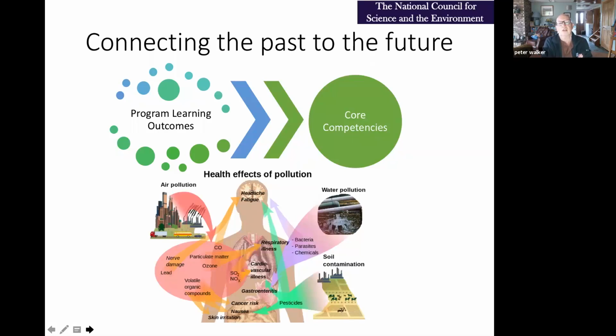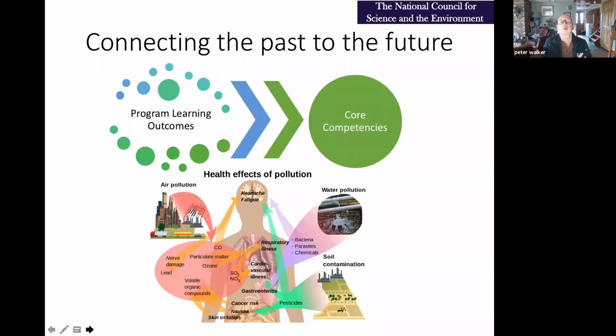I think what we're trying to do is to say, at present we tend to use program learning outcomes and syllabus learning outcomes as a way of defining what students are going to get out of their program or their course. And what we're looking at is whether using core competencies as the goal of their learning actually gives you a better chance of building a program that allows them to tackle these very tricky problems, like how do you improve people's health in the face of air pollution, a complex issue.